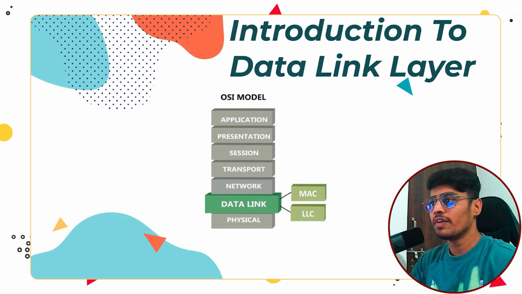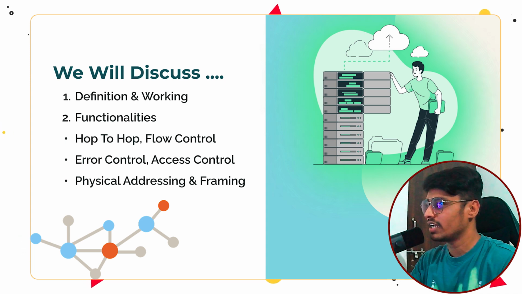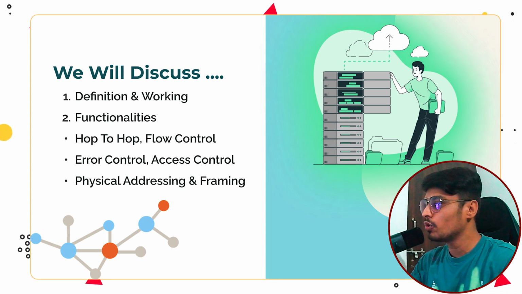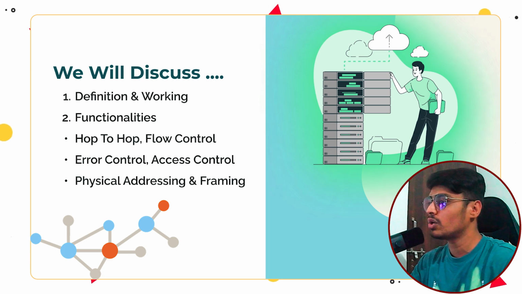Okay, so hello everyone. In this video, we will cover data link layer. We will discuss the definition and working of data link layer, and the functionalities of data link layer. In functionalities, we will see hop-to-hop delivery, flow control, error control, access control, physical addressing, and framing.